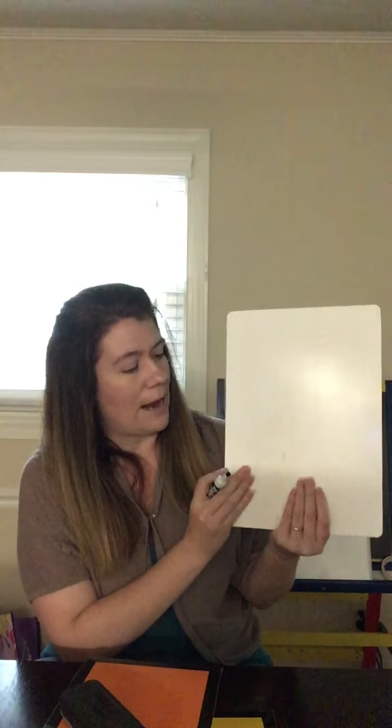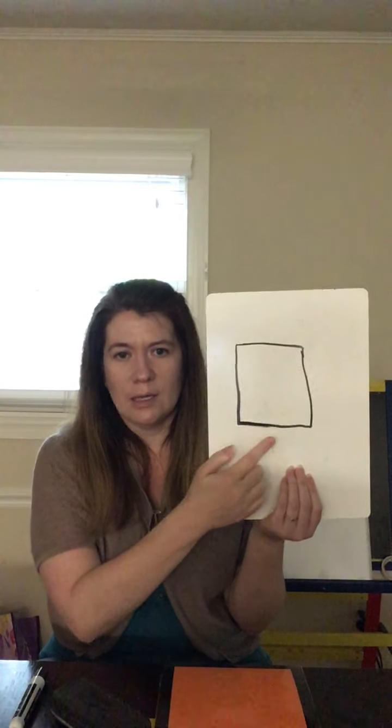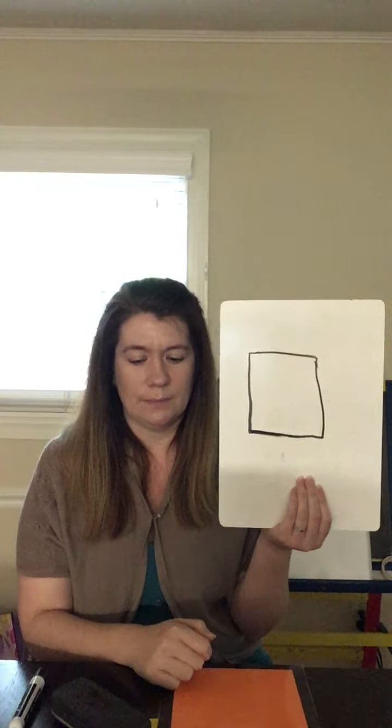So let's get our paper back and let's draw our square. All right, so this time we need 4 lines. 1, try to keep them the same length if you can. 2, 3, and then put a top on it. 4. All right. Just like our orange square, it's 4 sides that are all the same. Good job.